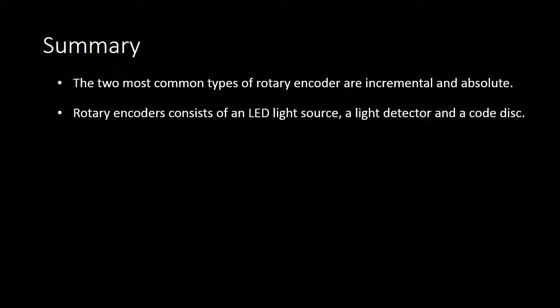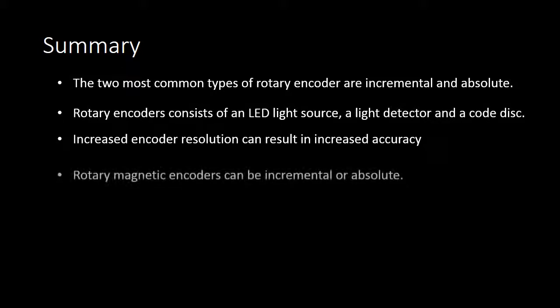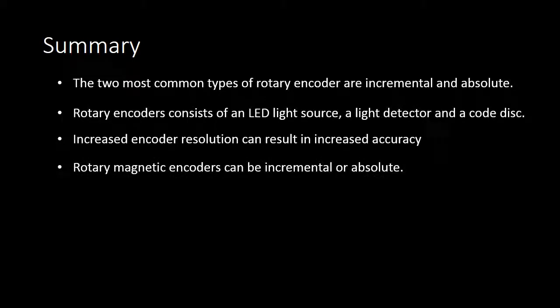The resolution of an incremental encoder is defined as the number of pulses per revolution. The resolution of an absolute encoder increases with the number of tracks on the disk. A 12-bit encoder has 12 tracks, which will give 4,096 positions per revolution. Rotary magnetic encoders have magnetic poles embedded on the disk. The number of pole changes indicate the position, and they can be incremental or absolute.